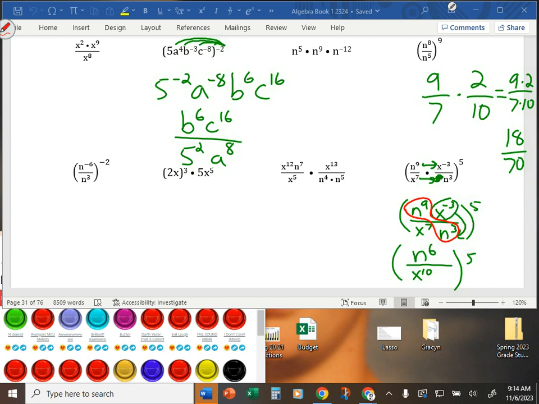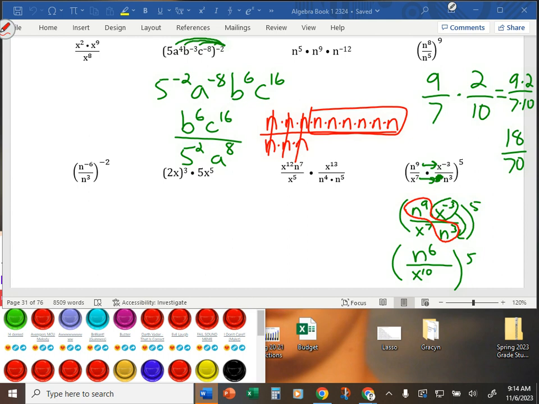In expanded form, n times n times n times n times n times n times n times n times n. There's my n to the 9th. Over n times n times n. There's my n cubed. I've got 6 of them left.